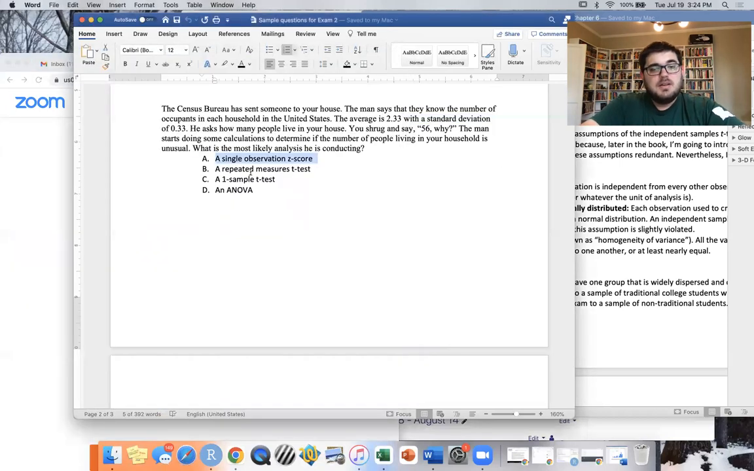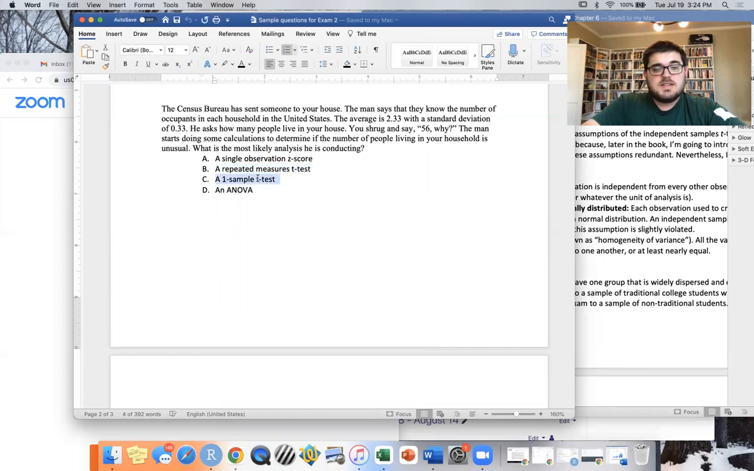It wouldn't be a repeated measures t-test. We haven't even covered that yet. A repeated measures t-test is when you have 2 sample means, but both means are coming from the same group of people, like a before and after score. So each person contributes 2 observations.